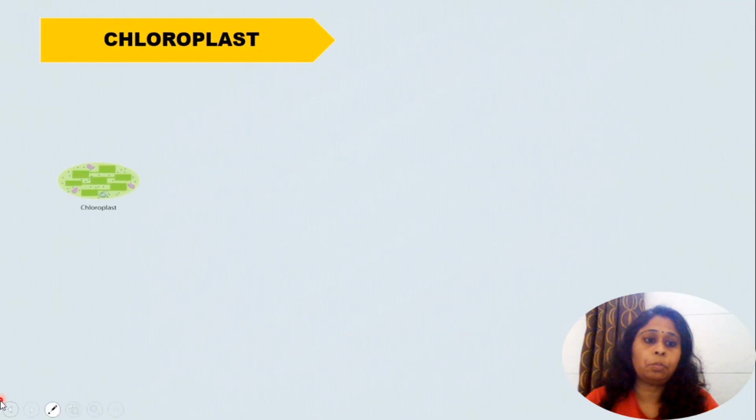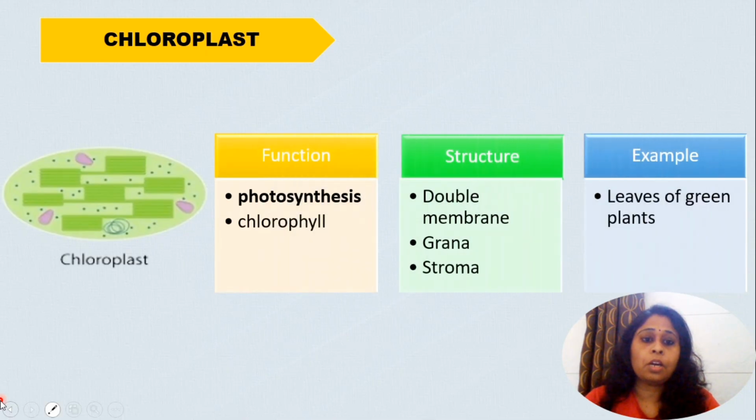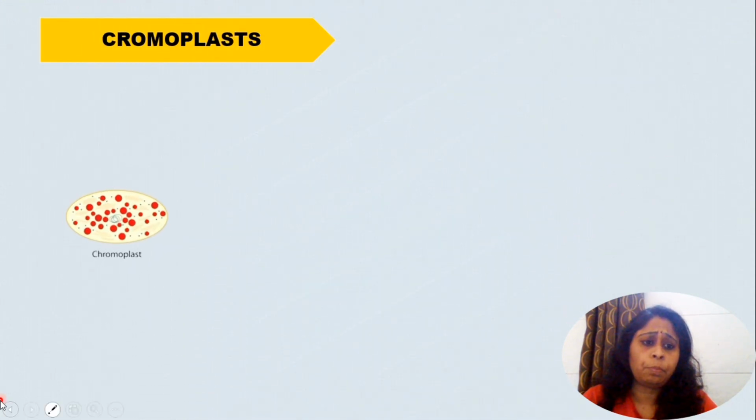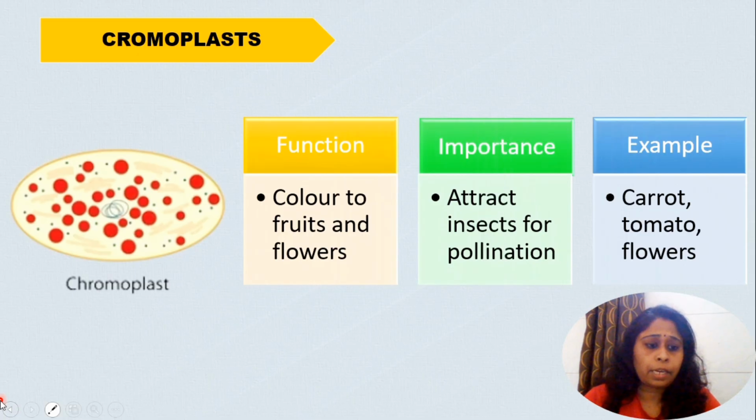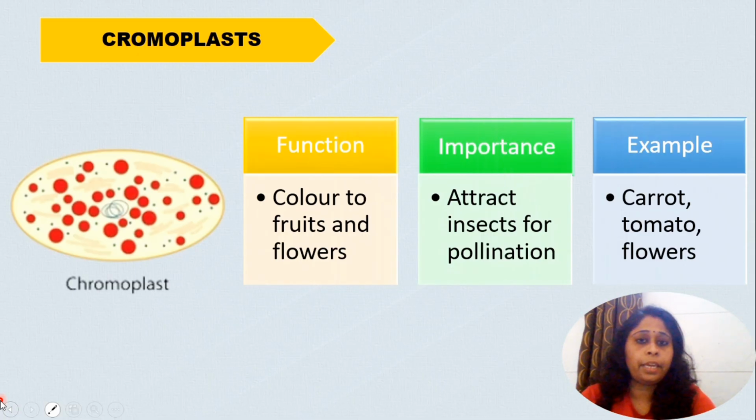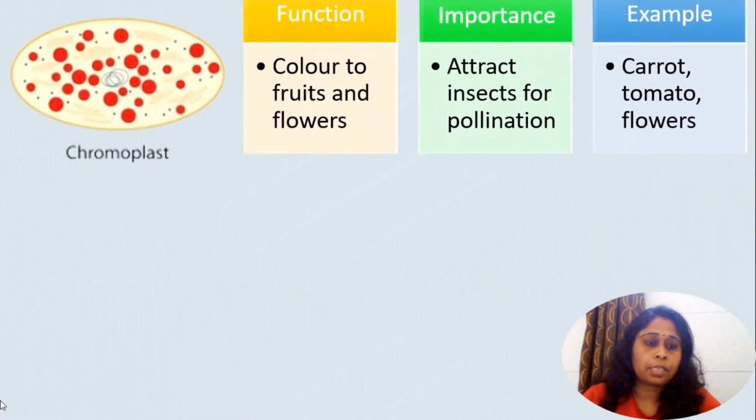So first one is chloroplast. As the name suggests, the main function of chloroplast is photosynthesis. And when we talk about the structure of chloroplast, they are double membrane and it contains grana and stroma. Examples: they are present in the leaves of green plants. Next is chromoplast. What is a chromoplast? Chromo means color. Okay, so they give color to the fruits and flowers. Main function is they attract insects for the pollination process, like in flowers, then tomato. All these are examples of chromoplast.